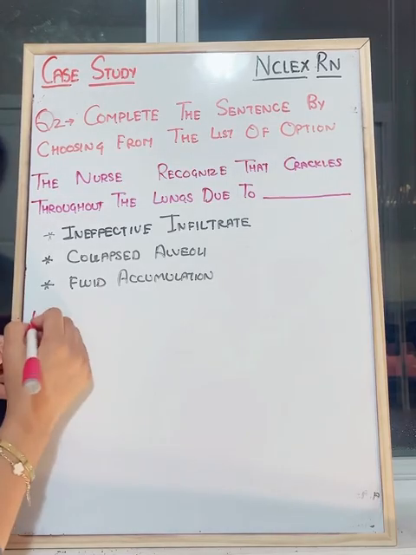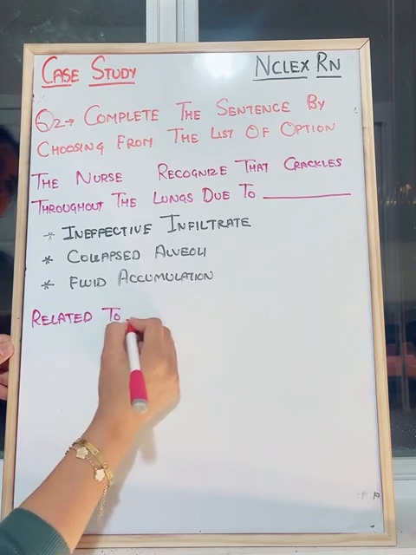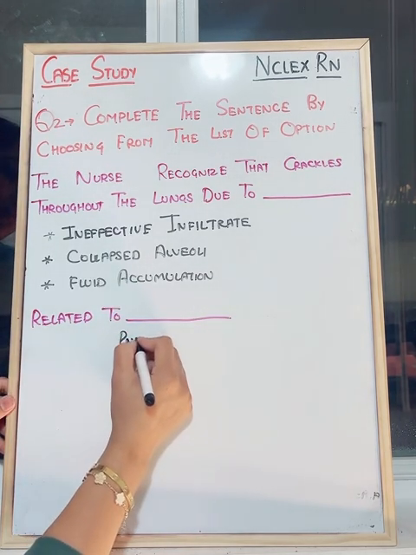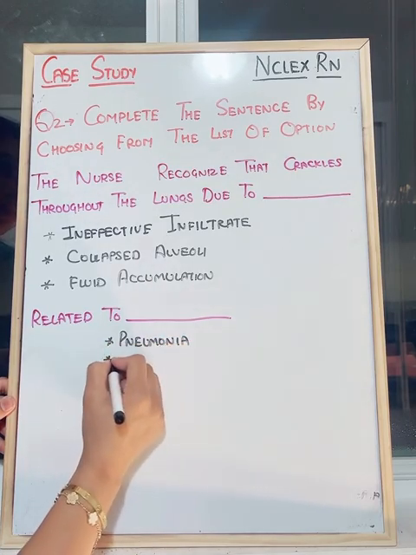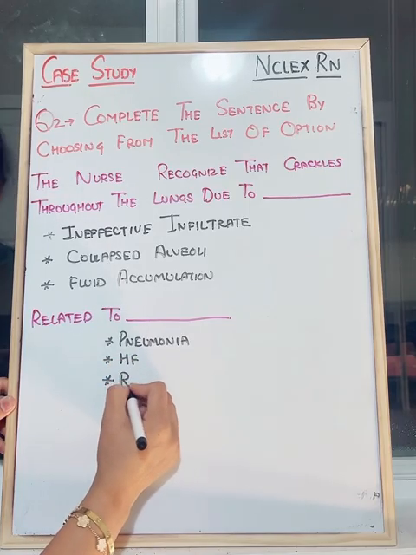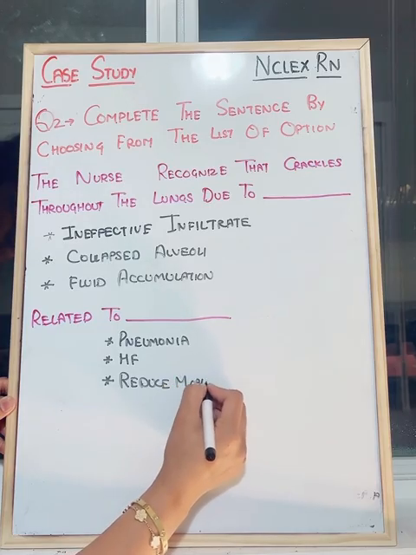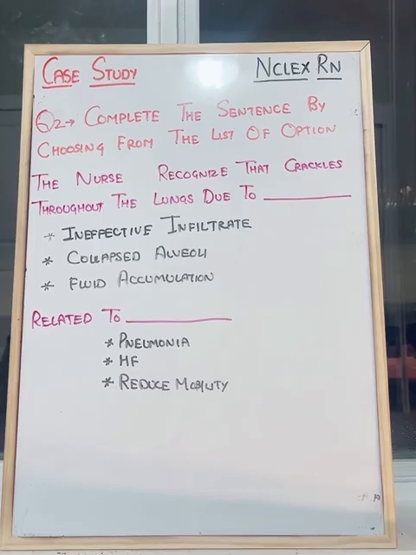Related to pneumonia, heart failure, and reduced mobility. Number 3, fluid accumulation. Blessed. Guys, please keep tapping. Thank you so much.